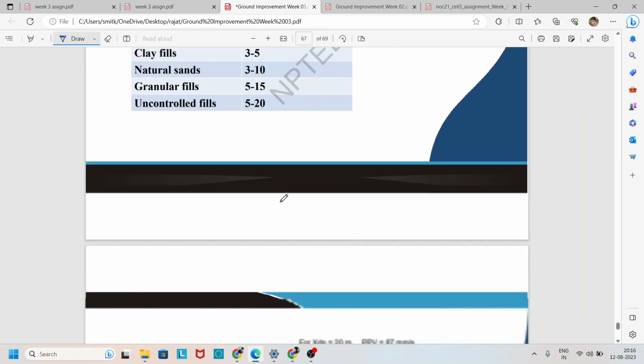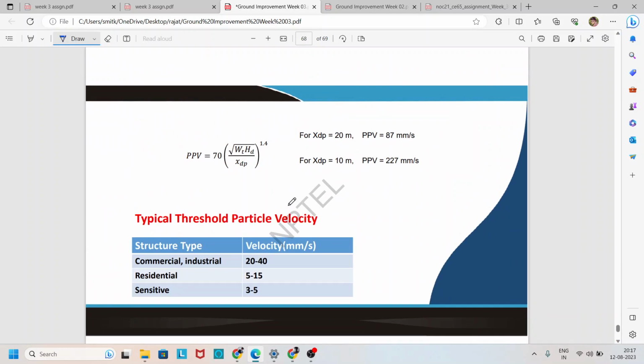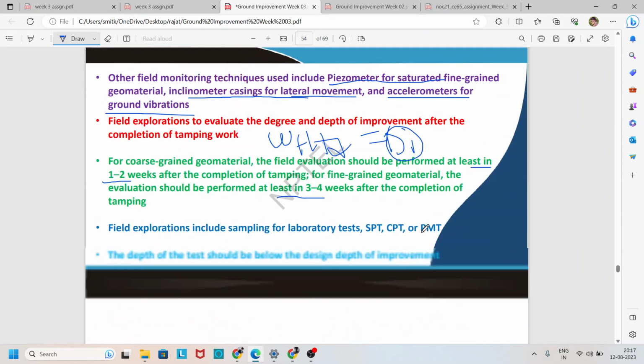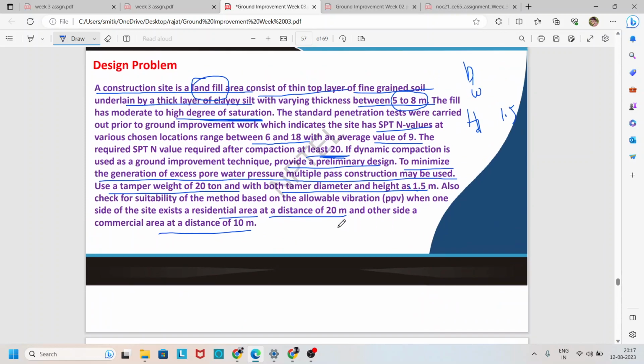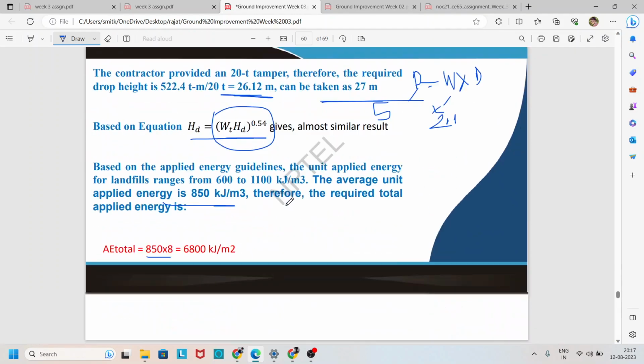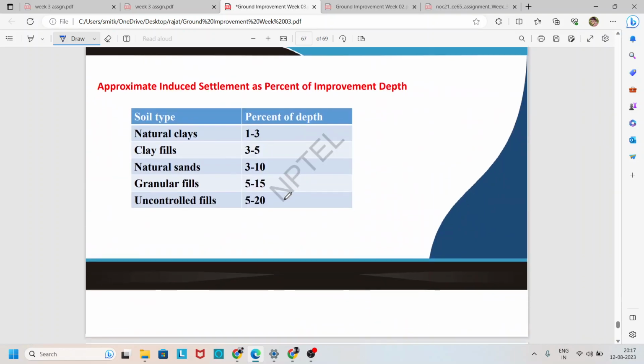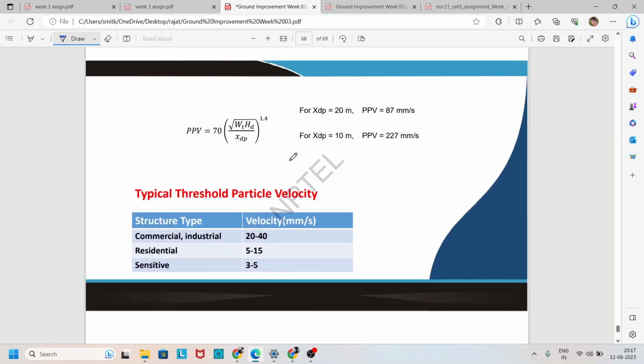After that, we have to check the safety and environmental aspects. We have to find out the peak particle velocity. Here, in this formula, two areas are given: one is a residential area, the other is a commercial area. The residential area is at a distance of 20 meter, and the commercial area is at a distance of 10 meter. So for those two distances, we find out the peak particle velocity.